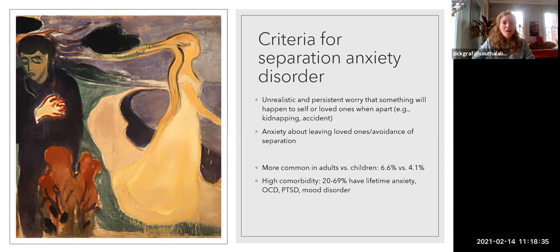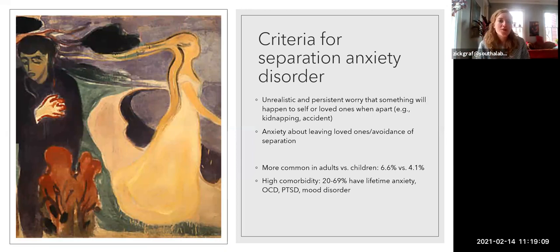The avoidance behavior involved in separation anxiety is either avoidance of separation or engaging in all of those avoidance functions of worry during separation to cope with the anxiety and distress that separation causes. Even though you might think that children who spend a lot of time with their parents and rely on caregivers would have more separation anxiety than adults, it's actually the reverse. About 6.6 to 7% of adults have separation anxiety compared to only about 4% of kids.